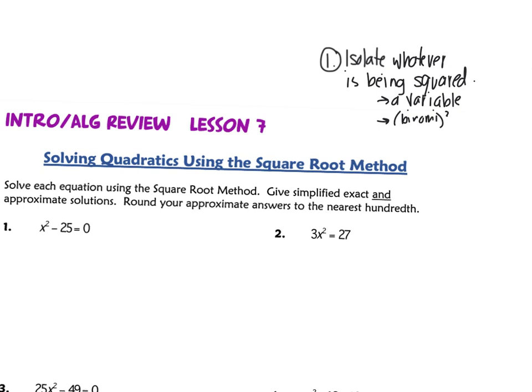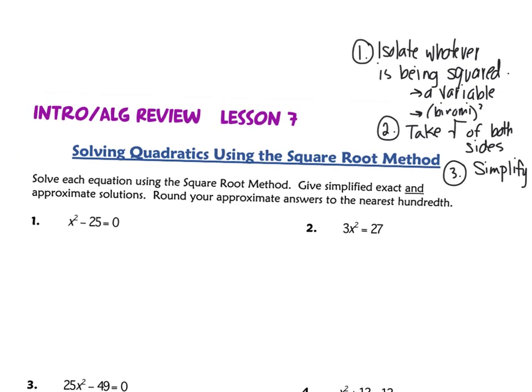Okay? Step 2, once you get whatever is being squared by itself, you are going to take the square root of both sides. That's your second step. And then finally, simplify if it's necessary. Okay? And this time you're going to see that when you take the square root, if you have an equation and you're physically taking the square root of both sides, you're not just simplifying, you are going to get two answers a lot of the times. And I'll show you what I mean in the first example. So let's go ahead and look at it.